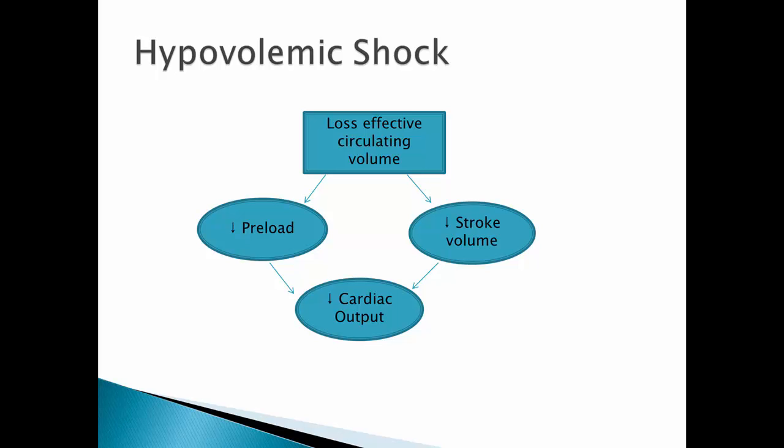But what's happening with hypovolemic shock is the heart's working okay, but there simply isn't enough volume to supply the periphery. So we've lost the effective circulating volume. As a result of that loss, there is a decrease in the preload. There will be a decrease in the stroke volume. And when you have both a decrease in preload as well as stroke volume, that means the cardiac output is going to fall.